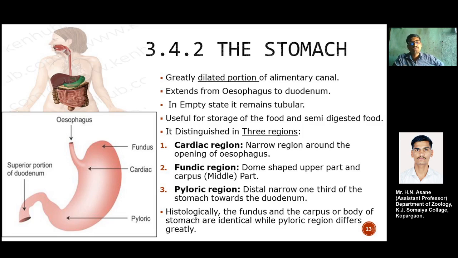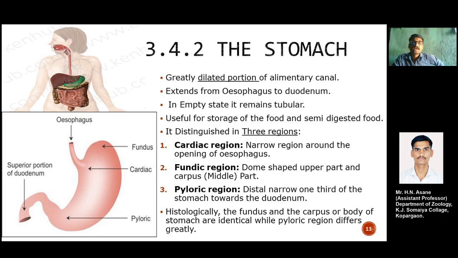The fundic region is the second region, the dome shaped part, highlighted as the second part. The cardiac part is in closer contact with the heart, the area occupied by the heart, which is why it is named the cardiac region. The fundus is the dome shaped region, which is why it is known as the fundus or fundic region.